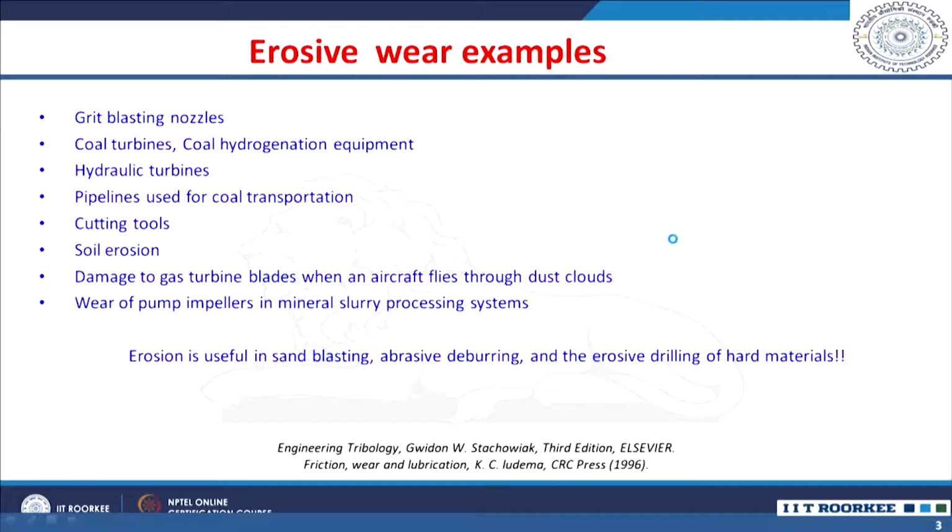These particles impinge on the surface of the cutting tool material, and the material is removed by erosion. We can also find damage to gas turbine blades when an aircraft flies through dust clouds, or wear of pump impellers, mainly in mineral slurry processing systems. There are several examples like this where erosive wear is dominant.